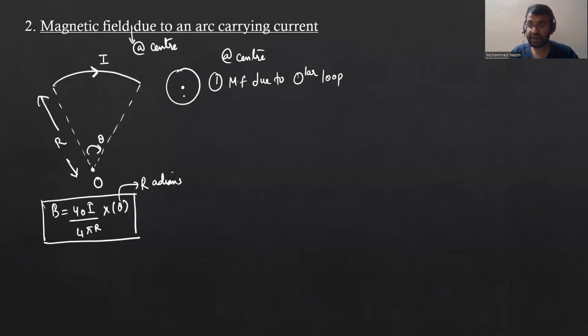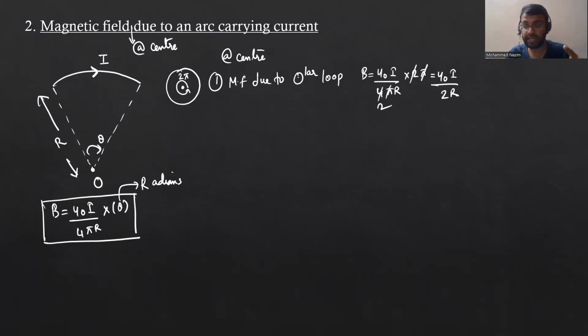So we can use the arc formula, and the whole circle is going to subtend how much angle at the center? 360 degree, which is nothing but 2 pi radians. So use this formula. B is equal to mu naught I divided by 4 pi R, R is the radius, theta is nothing but 2 pi. Pi will cancel, twos are twos. Therefore, it is going to be mu naught I divided by 2R.